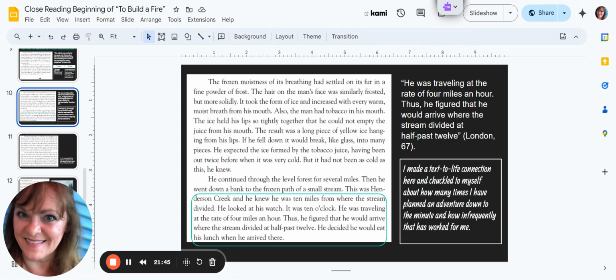Also, the man had tobacco in his mouth. The ice held his lips so tightly together that he could not empty the juice from his mouth. The result was a long piece of yellow ice hanging from his lips. If he fell down, it would break like glass into many pieces. He expected the ice formed by the tobacco juice, having been out twice before when it was very cold. But it had not been as cold as this, he knew.